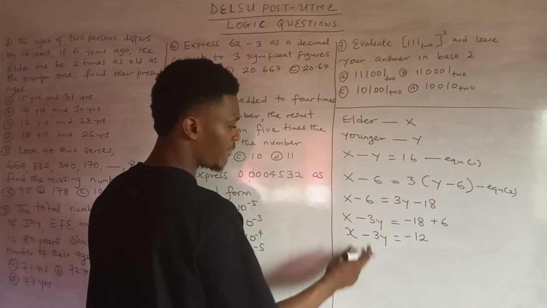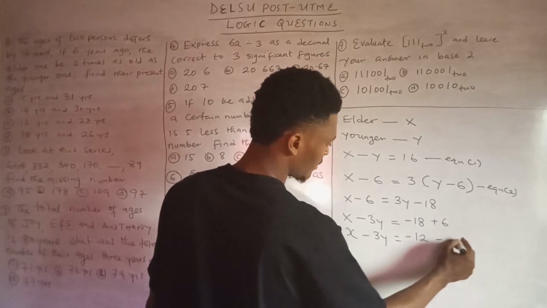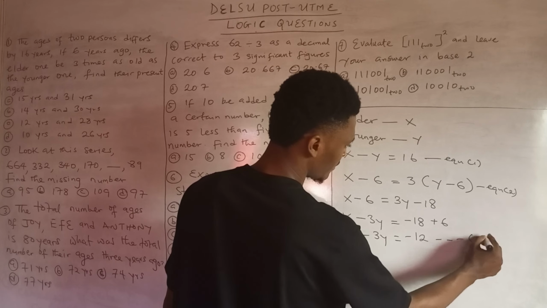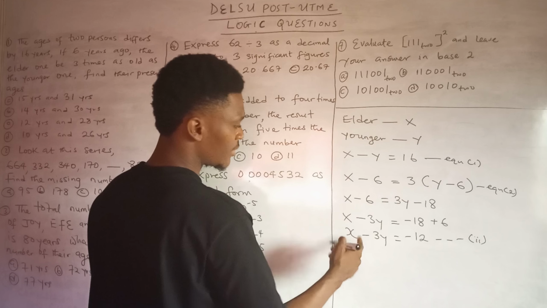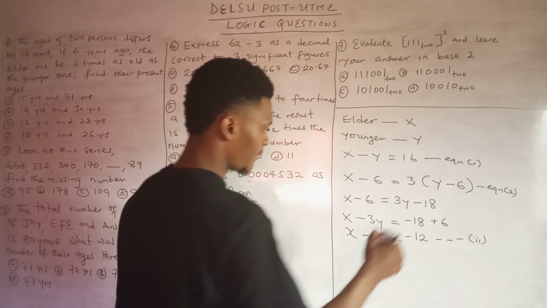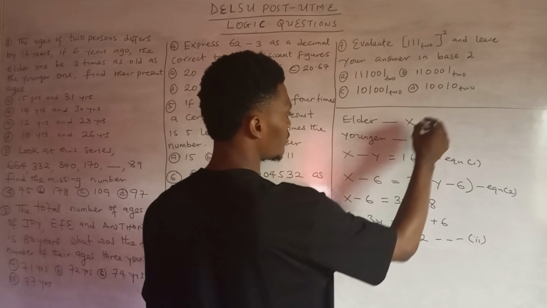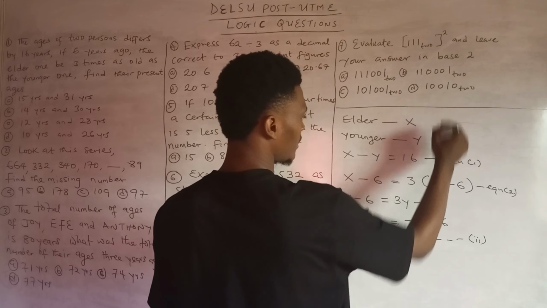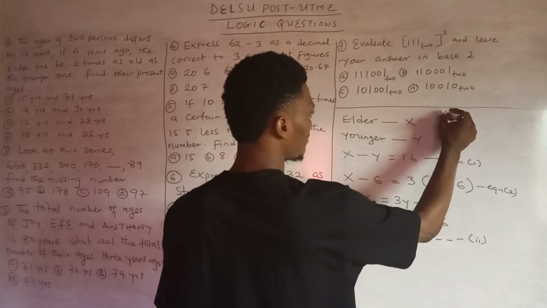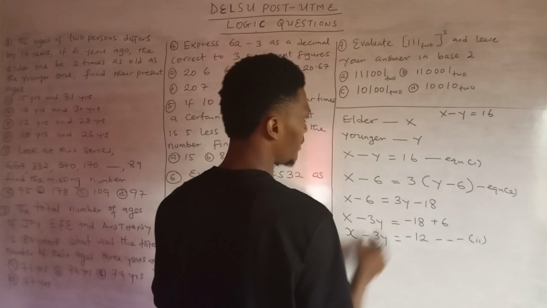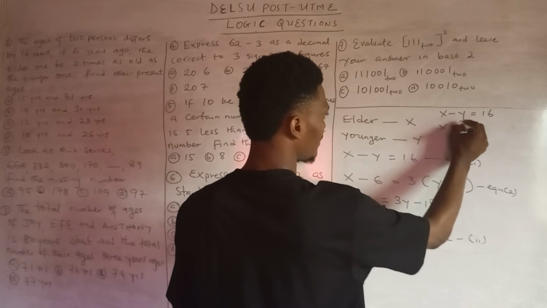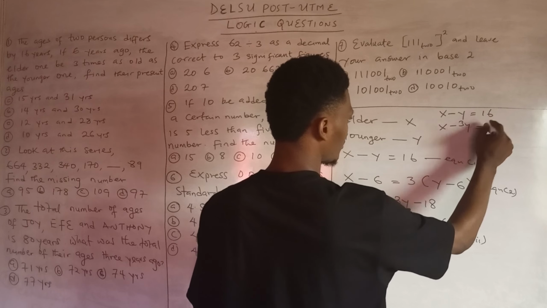So this is our confirmed equation 2. This is what we are going to be using. All right. So we have our equation 1 and our equation 2. So we have to solve now. So for equation 1 and equation 2, we bring them out. That becomes equation 1 being x minus y equal to 16. Then equation 2 being x minus 3y equal to minus 12.